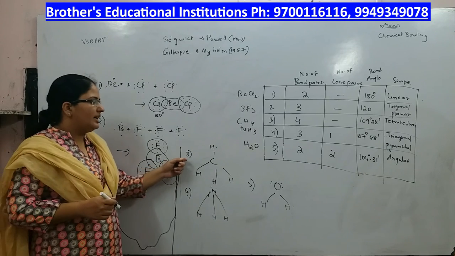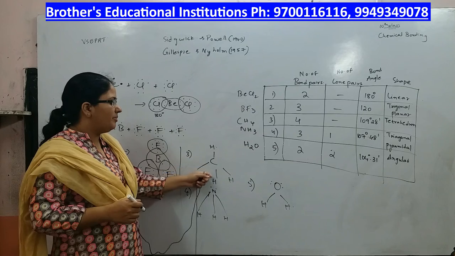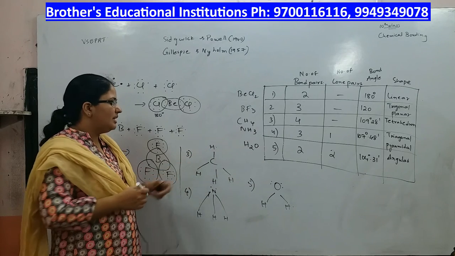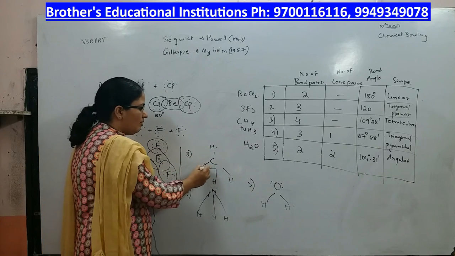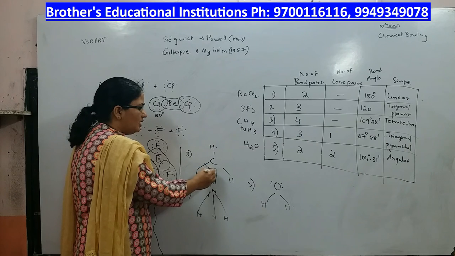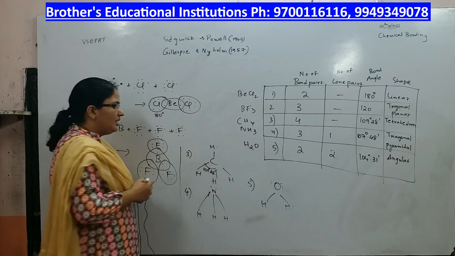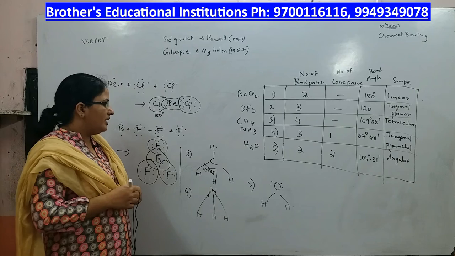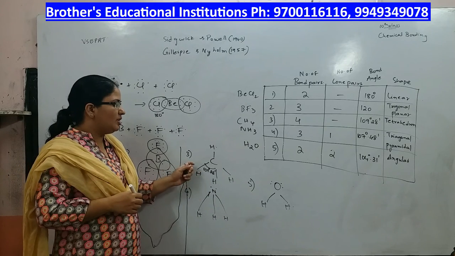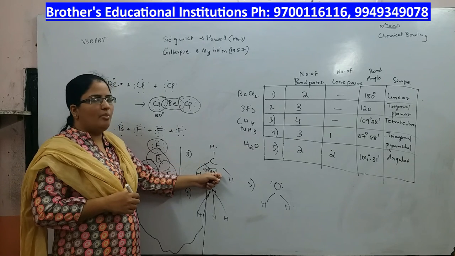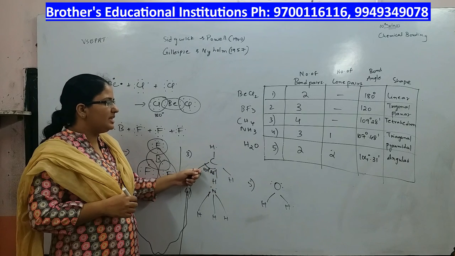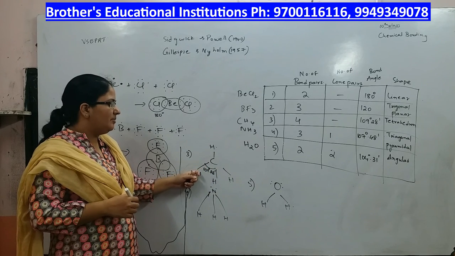Now the third example, you have 4 bond pairs. If there are 4 bond pairs, the bond angle is 109 degrees 28 minutes. So here the bond angle is decreasing because of the repulsion between the bond pairs. The shape here is tetrahedral.